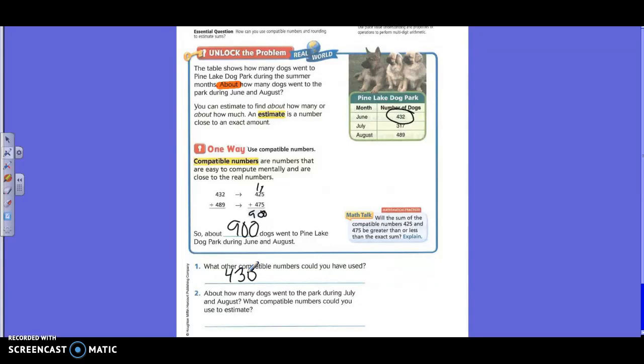And now tell me, give me a different number for 489. What could have been a different number that they did instead of 475 that might have been easier too?